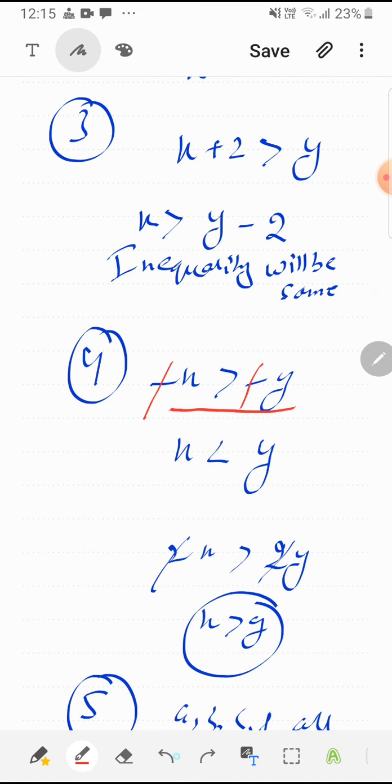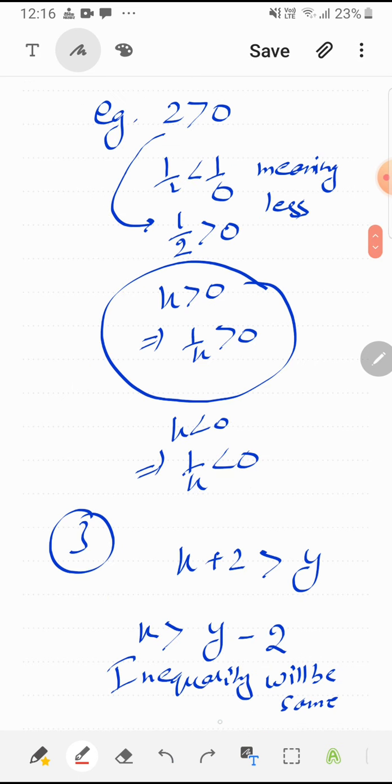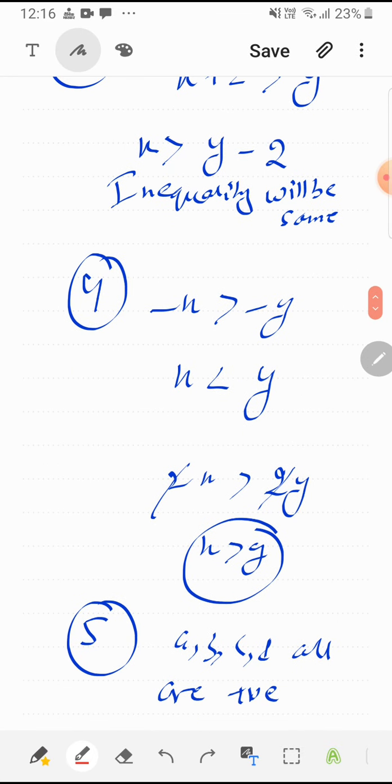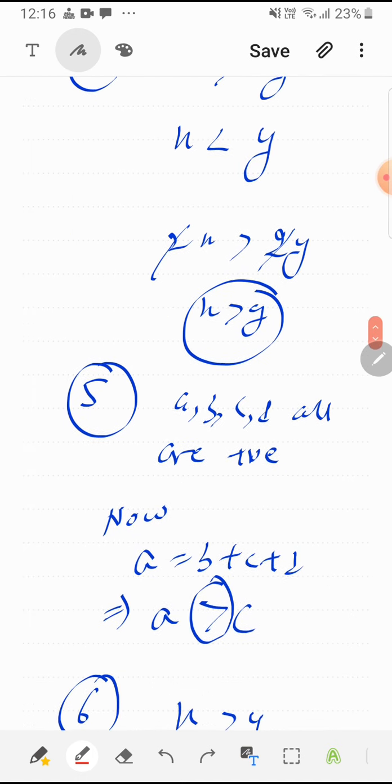Actually, there is no official term like cancellation. When we are actually doing cancellation, that means we are dividing both sides by minus 1, and division is also like multiplication. So actually we are multiplying with a negative sign, so the inequality will be changed. But if I am cancelling a positive number like 2, then the inequality will be the same. So remember this.